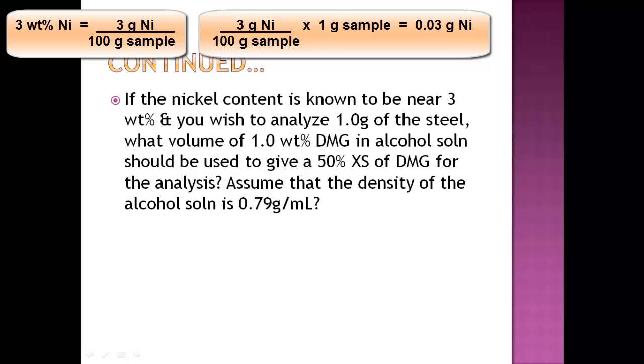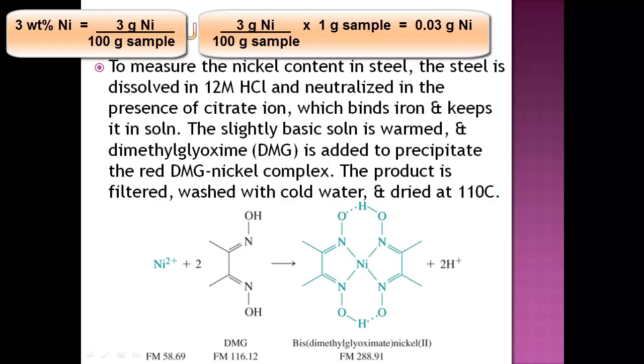Okay, what volume of that DMG, which happens to be 1 weight percent, do you need to use to give a 50% excess of that DMG for the analysis? So we figured out how much nickel we supposedly have in this steel sample that we're going to analyze, and it happens to be 0.03 grams of nickel. I'm going to go back to this slide so we can see the reaction. So we have 0.03 grams of nickel.